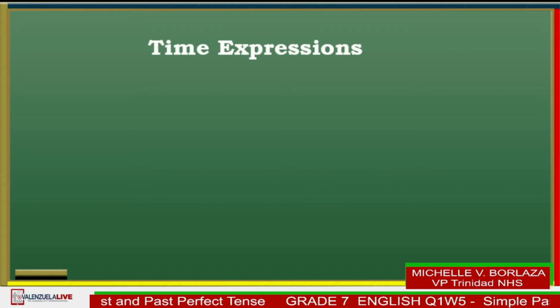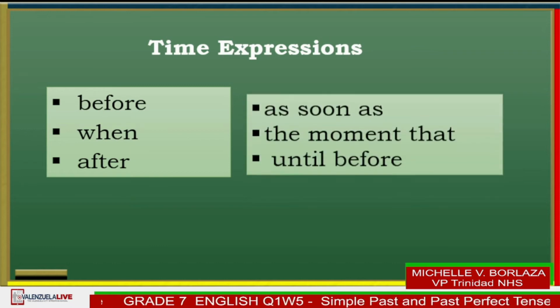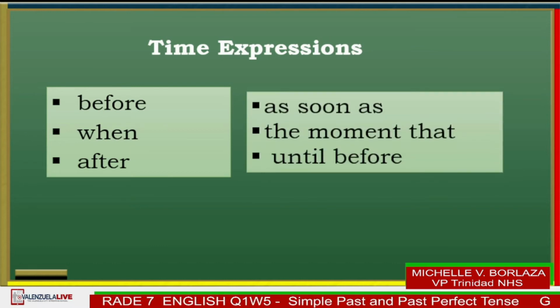The following are the time expressions that you can use in expressing past perfect tense. We have before, when, after, as soon as, the moment that, and until before.